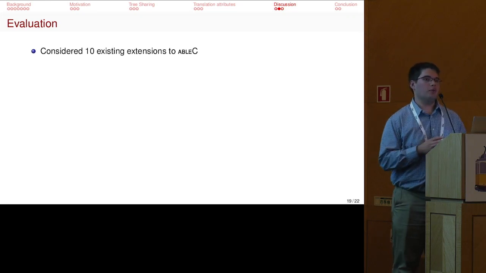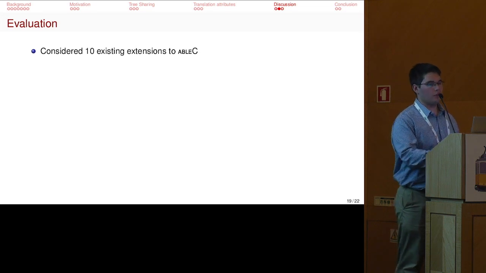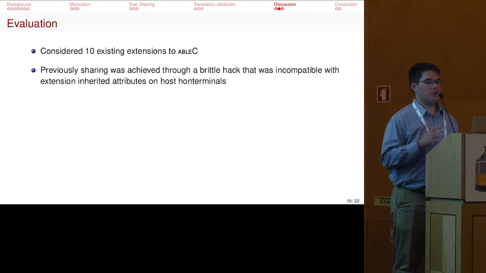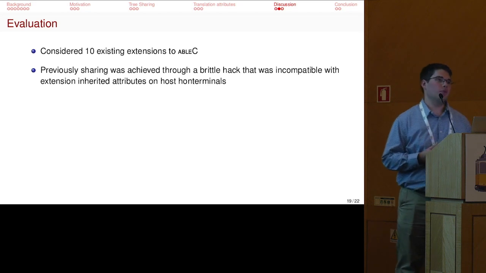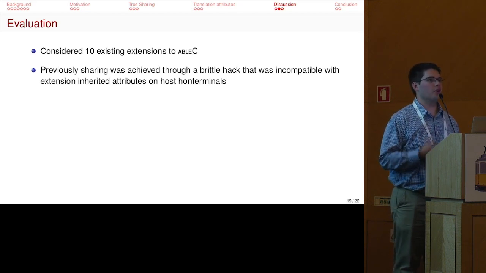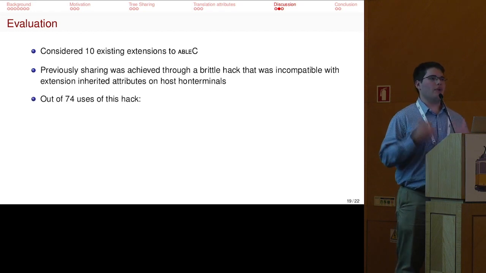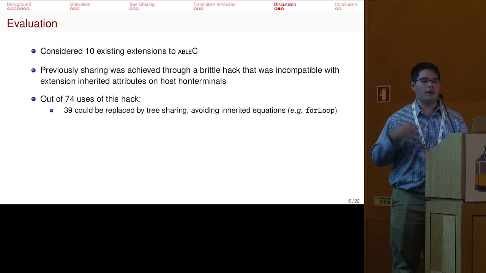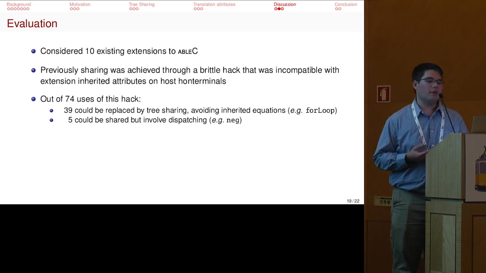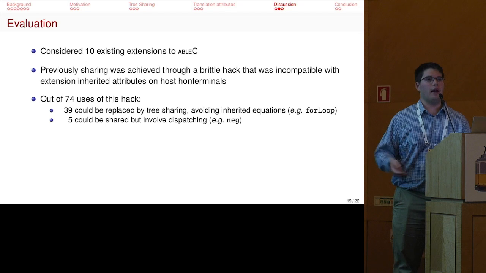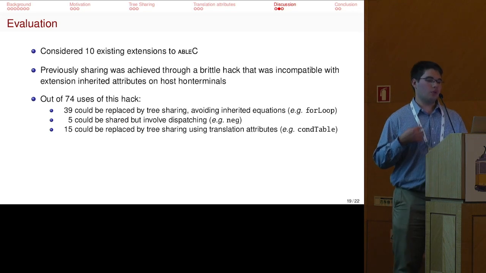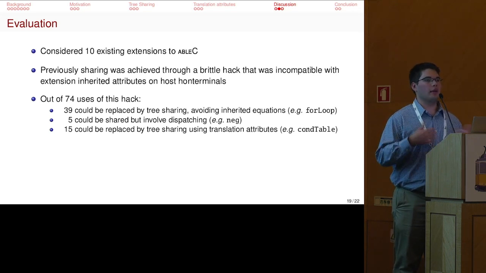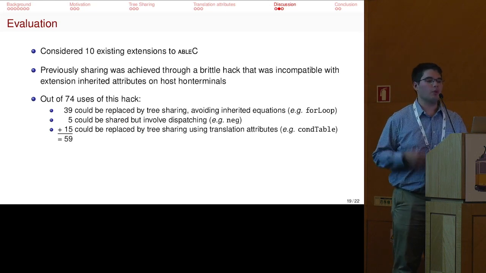So for evaluating this, we considered 10 existing language extensions to C. And previously we had a really brittle hack for trying to avoid some of these blow-up issues, but this was incompatible with extension inherited attributes on host language and on terminals, so it limited extensibility and had a number of other issues. So out of 74 places in these extensions where we used this hack, 39 of them could be replaced by tree sharing, avoiding writing inherited equations like with for loop. 5 of them could be shared, but involved dispatching, like with neg, where we still needed to supply inherited attributes explicitly. 15 of them we could do tree sharing using translation attributes and avoid supplying inherited equations, like with Contextual, for a total of 59.